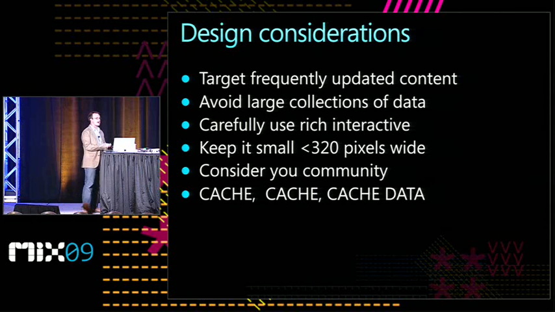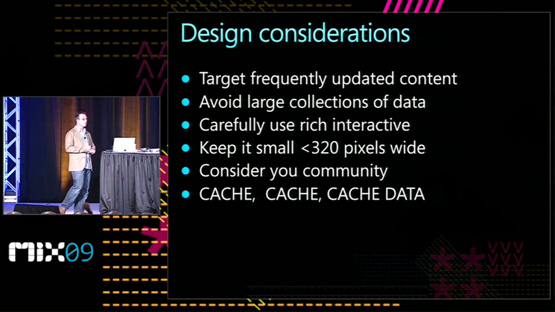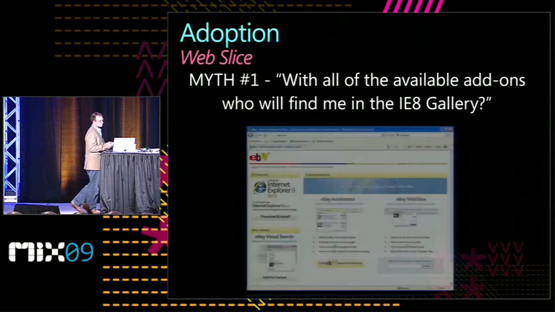And then lastly, cache the living out of your content. A web slice and an accelerator and a visual search is only going to be valuable to a user if it's fast and efficient. Definitely make sure that you've done the best architecture you can, use the best caching that you can, and that you present the data as fast as possible.